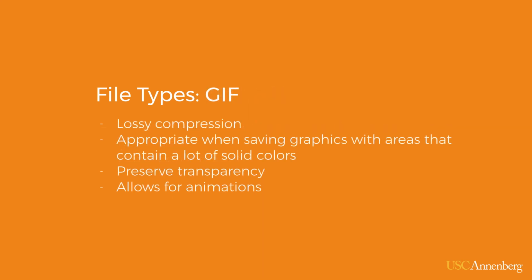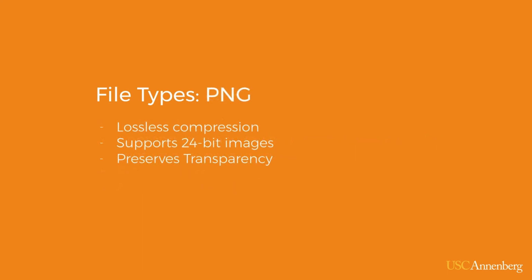GIF also uses lossy compression and is appropriate when saving web-based graphics with areas that contain a lot of solid colors. GIF format preserves transparency and allows for animation. Its palette is limited to 256 colors, so it's not appropriate for continuous tone images such as photographs. PNG format is used for lossless compression and for display of images on the web. Unlike GIF, PNG supports 24-bit images and produces background transparency without jagged edges. However, some older browsers do not support PNG images.